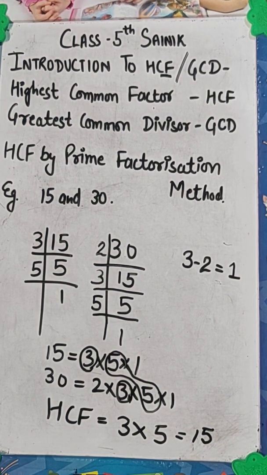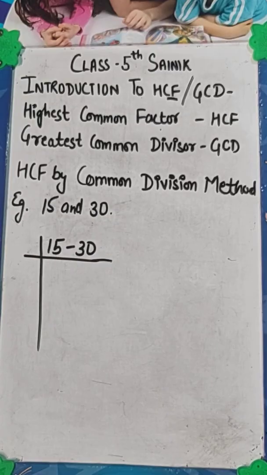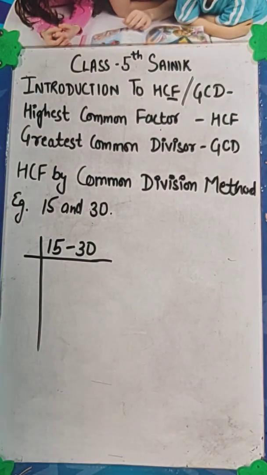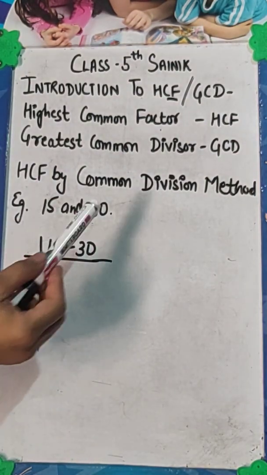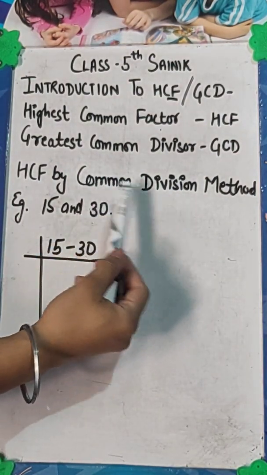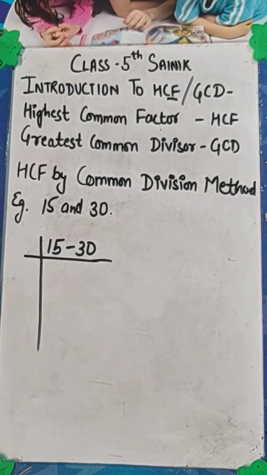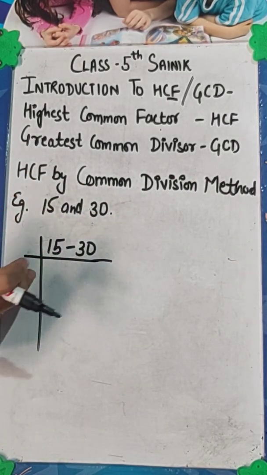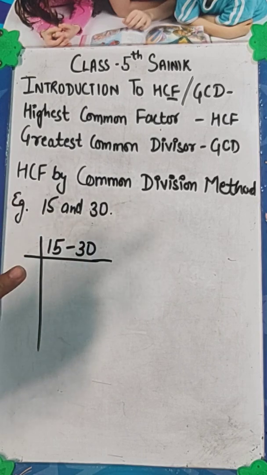Now we will discuss our next method for finding the HCF, the common division method. So in this method I am taking the same numbers 15 and 30. As the name suggests, we have to solve them commonly. So I am commonly taking their factors. I write 15 and 30 like this.